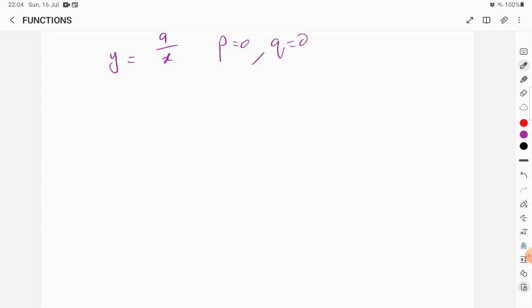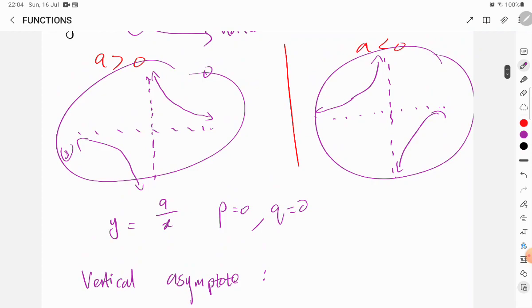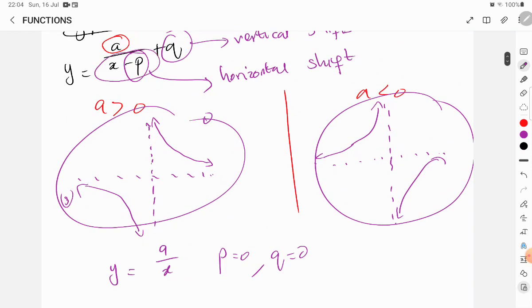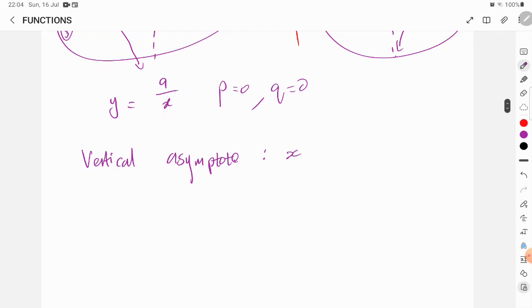How do you see a vertical asymptote? A vertical asymptote is and will always be given by where the graph is undefined. So this is going to be a point where x minus p is equal to 0. Remember that the form for our graph here is y is equal to a over x minus p plus q. So where a graph is undefined, that is going to give us our vertical asymptote. So x is just equal to p.